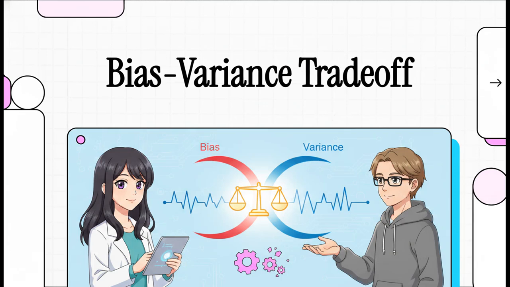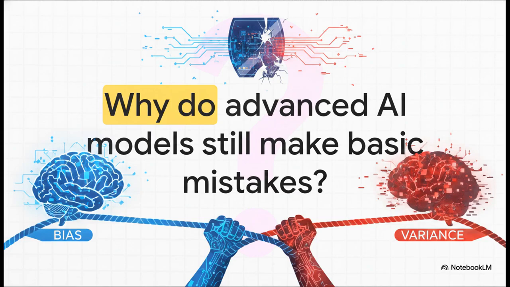Welcome to this explainer. Today we are diving into the absolute foundational logic behind how predictive AI and machine learning models actually learn, and honestly, why they sometimes totally fail. We're going to explore a really fascinating core concept called the bias-variance trade-off. Basically, this is the art of balancing the error from erroneous assumptions with the error from sensitivity to training set fluctuations.